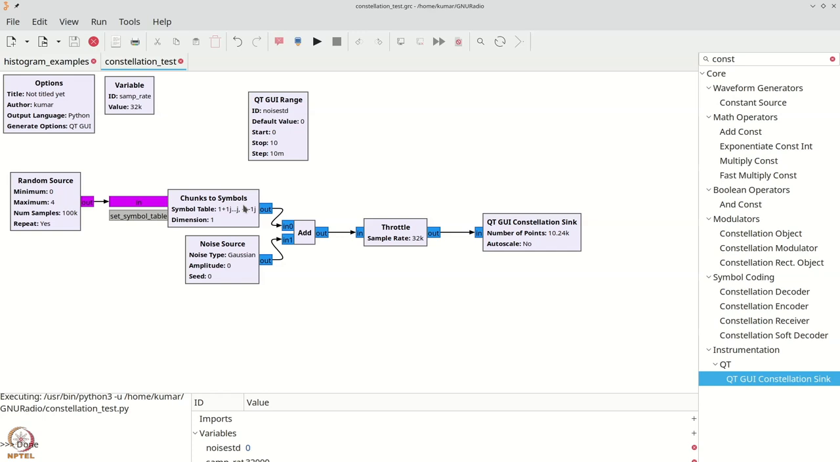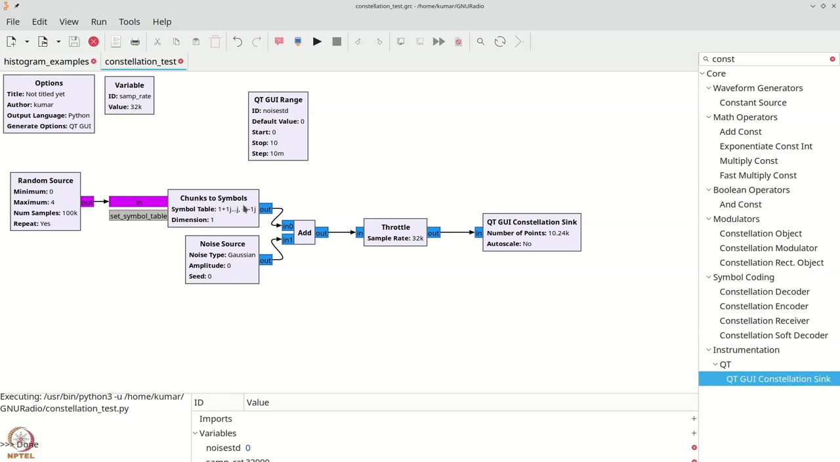Now, this can be done by adding some computations in GNU Radio, but because it is cumbersome and a common operation, GNU Radio provides a more sophisticated and easier to use inbuilt constellation approach that does not rely on chunks to symbols, wherein you can do this minimum distance decoding and other such aspects very easily. So let us now move to that approach.